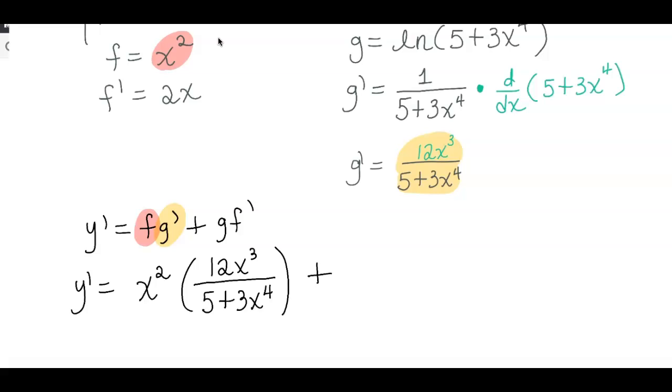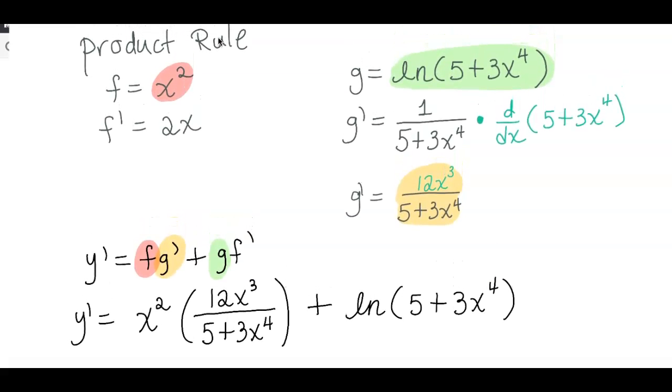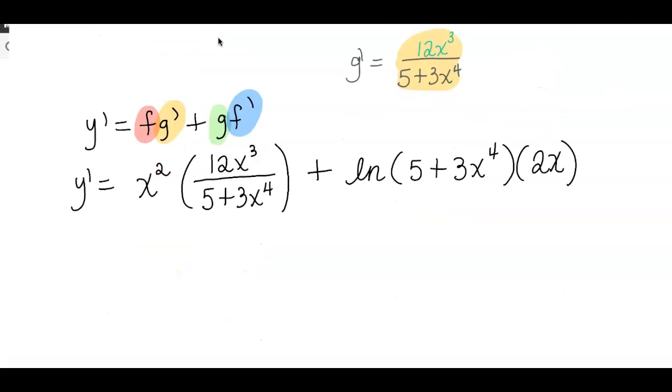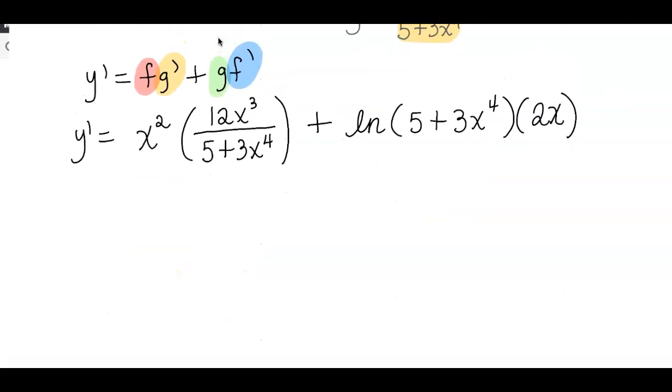Next is g, and g is just that natural log expression, natural log of 5 plus 3x to the fourth, multiplied by f prime, and f prime is 2x. Technically, we found the derivative. We just need to simplify this. Or if you want to plug in 1 in this form, that's fine too. But I should be able to simplify this a little bit further.